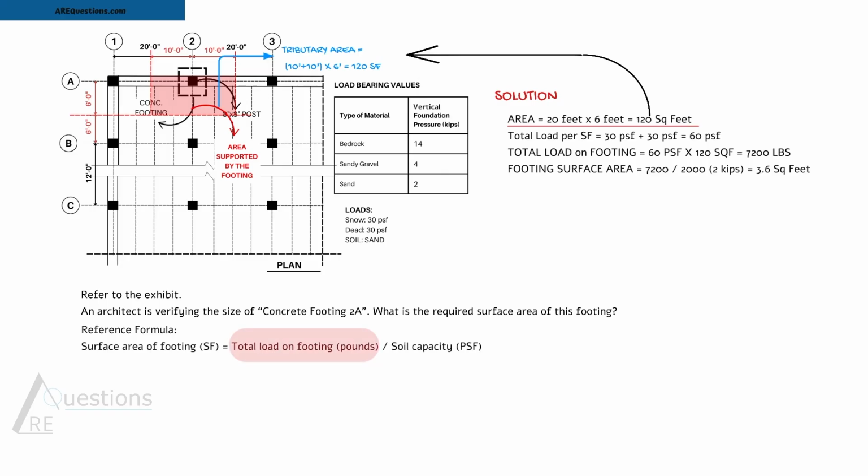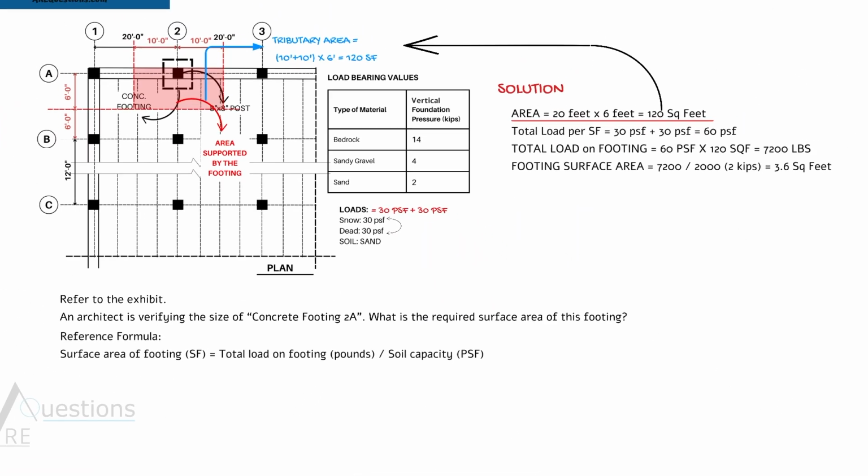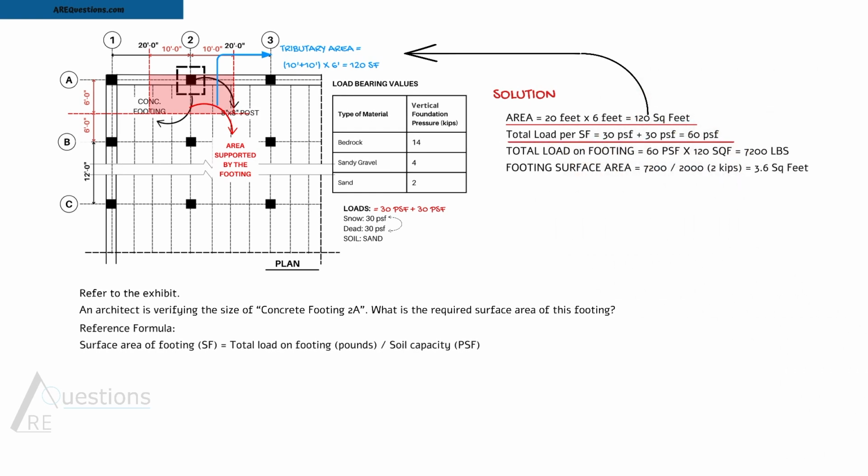Now we are going to look at the total load per tributary area. We know that there is 30 psf snow load and 30 psf dead load. The total load per square foot is 60 psf. When you look at the total load on the footing, you need to multiply the per square foot value with the total surface area. Because if each square foot of this tributary area is in charge of carrying 60 pounds, the total of this whole thing, which is the 120 square feet, is in charge of carrying 7,200 pounds of loads.